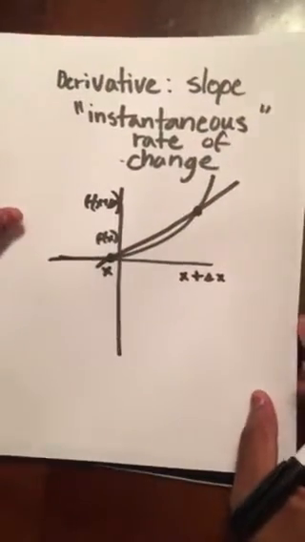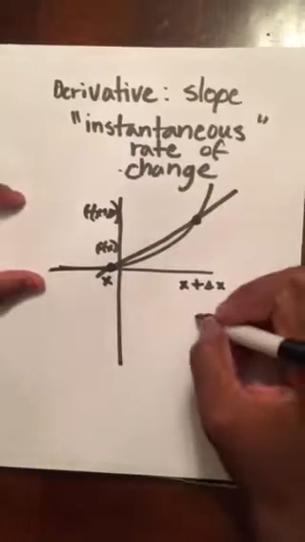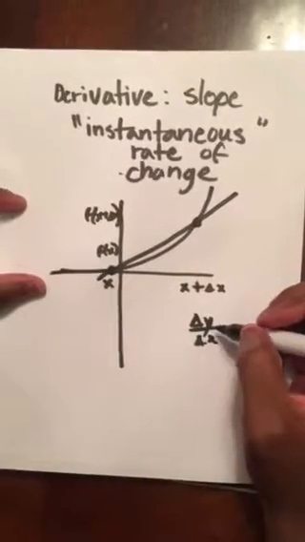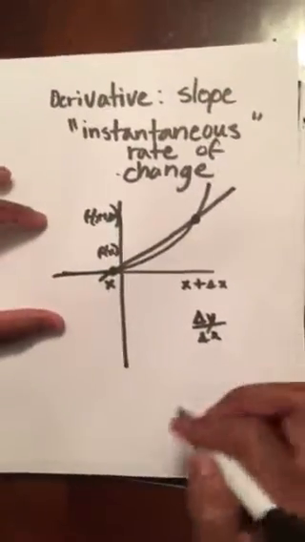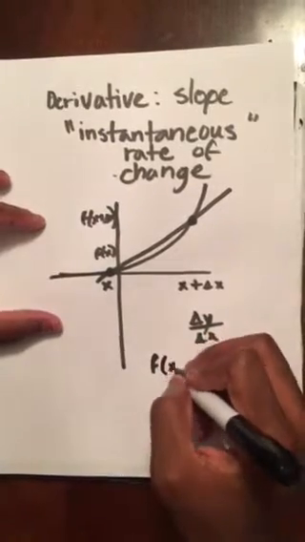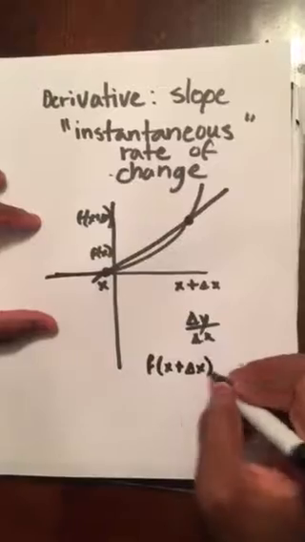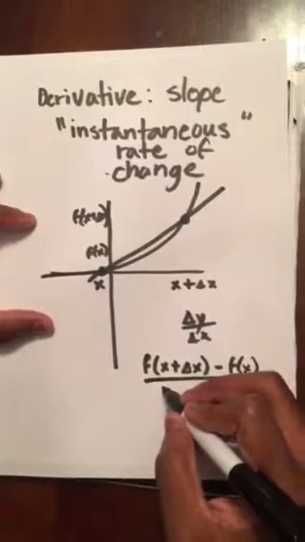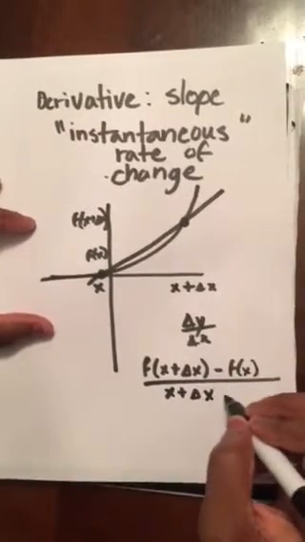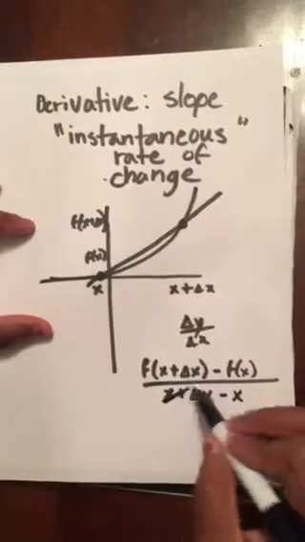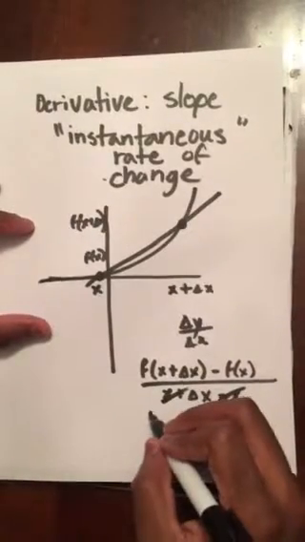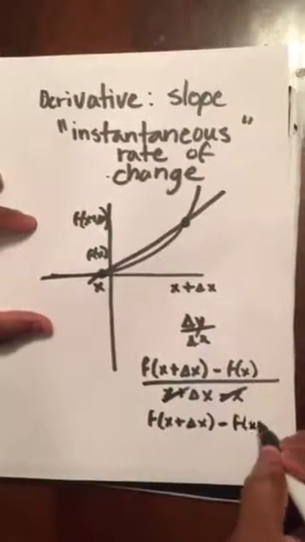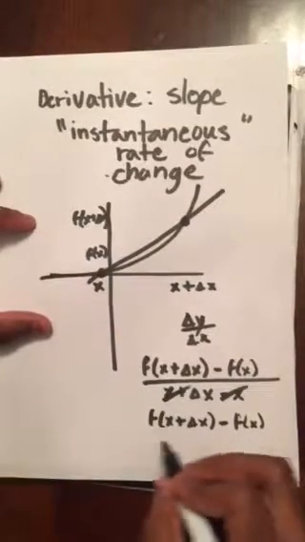Now, using the definition of the slope that we're familiar with, which is to say delta y over delta x, we're going to find the change in y divided by the change in x. So that'll be f of x plus delta x minus f of x divided by the change in x, which is x plus delta x minus x. And these two x's will cancel out here in the denominator, leaving us with f of x plus delta x minus f of x divided by delta x.